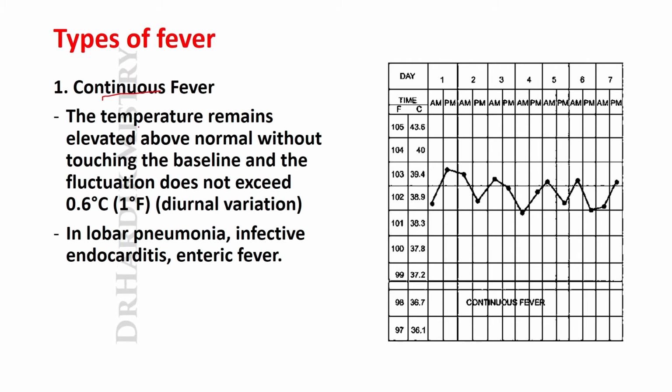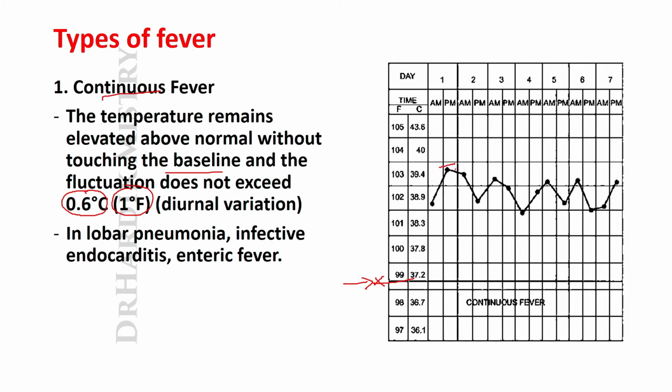In continuous fever, the temperature remains elevated above the normal level without touching the baseline, and the fluctuation does not exceed 0.6 degrees Celsius or 1 degree Fahrenheit diurnal variation. So here in continuous fever, first, the body temperature is above the normal level. Second, the body temperature does not touch the baseline. Here is the baseline. The body temperature is always above the baseline, and always above the normal level.